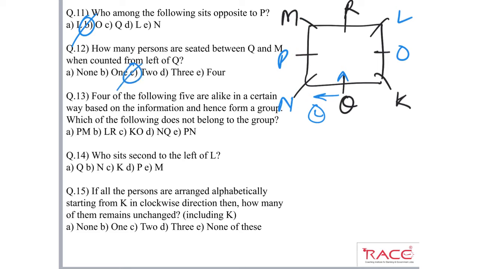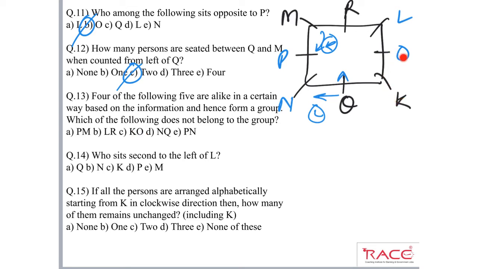Next, four of the following 5 are alike in a certain way based on the information and hence form a group. So we have to find out the relationship between all these. First is P and M. We can see the first person is immediate right of the second person. Here P is immediate right of the second person. So L should be immediate right of R. L is immediate left of R. So this is different. K immediate right of O.